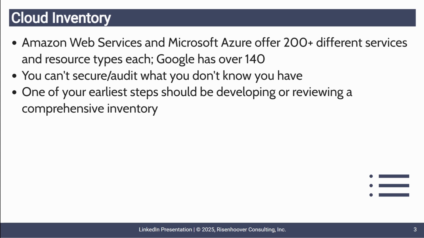Part of the problem is simply scope. AWS and Azure each have over 200 different services and resource types that you can create. Google, it's still well over 140. And if I don't understand what I've provisioned in those cloud environments, I can't secure it, I can't place controls over it, I can't scope my audits, I can't do compliance work. Nothing is really possible if I don't understand what I have. So one of the very first steps that we're going to take in any organization is simply to develop or to review and make sure that it's accurate, whatever our comprehensive inventory looks like.